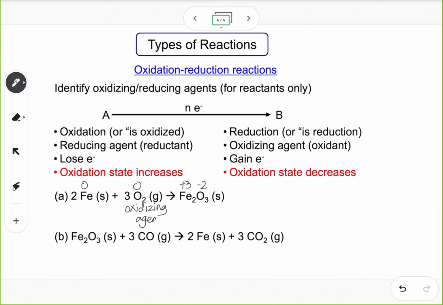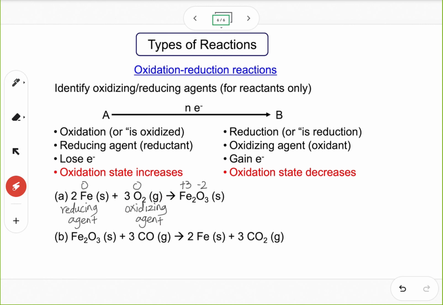Now, for oxygen, you can see the oxidation state decreases from 0 to negative 2. So oxygen is reduced, and oxygen is reduced by iron. Therefore, iron is the reducing agent. As you can see, we're going to focus on the reactants when we discuss the reducing agent and oxidizing agent.